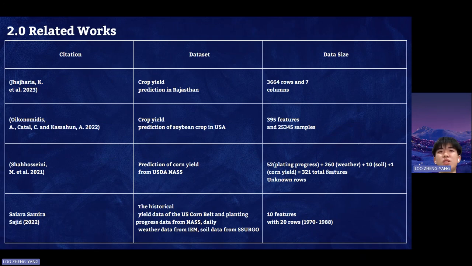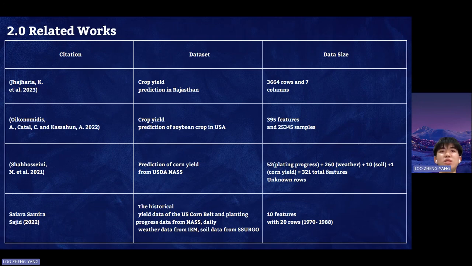The first one we studied is an article published in 2023. The dataset that they use is crop yield prediction in Rajasthan. The dataset contains 3,624 rows and 7 columns. We also studied an article using the crop yield prediction of soybean crop in USA dataset, which contains 395 features and 25,345 samples. Besides, we studied an article using a dataset of corn yield from USDA and analysis, with a total of 321 features.